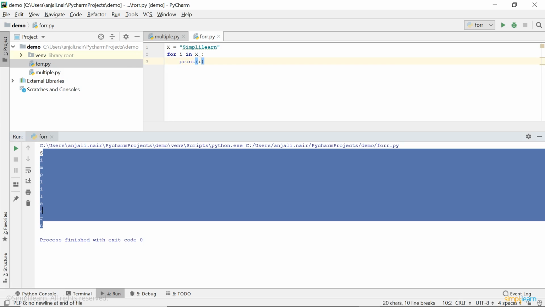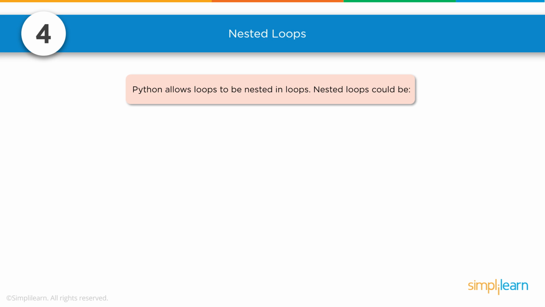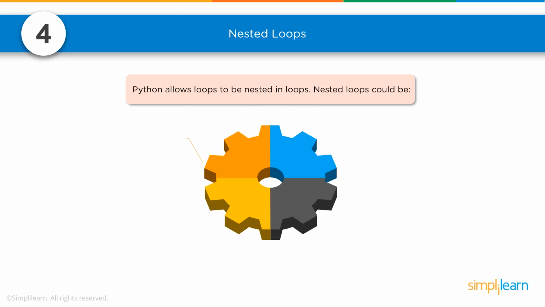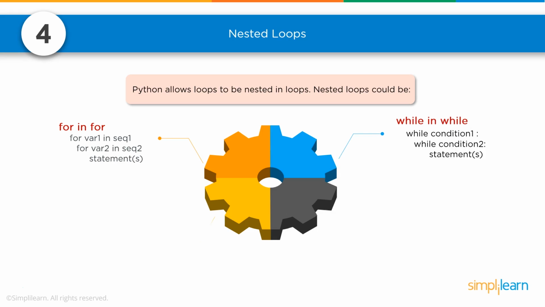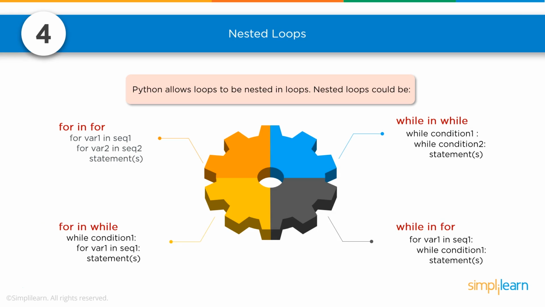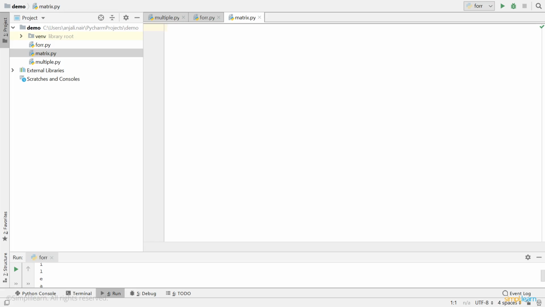Now Python also allows nested loops, and by nested loops we mean loops within loops. So now there are various ways that nested loops could be implemented. It could be a for loop within a for loop. It could be a while within a while loop, a for within a while loop, or a while within a for loop. So in our demo for nested loops, we'll see one of the most popular applications for it, which is accessing the elements of a matrix.